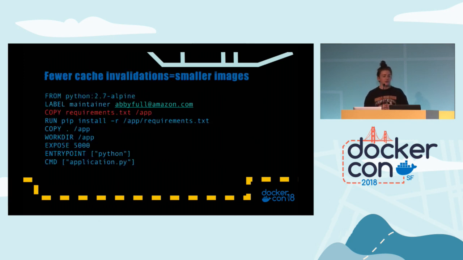Next up, the fewer times I can invalidate the cache, the smaller my image will be. In this case, I can copy over my requirements.txt file a little bit earlier. That means I'll only do it if the actual requirements.txt has changed.